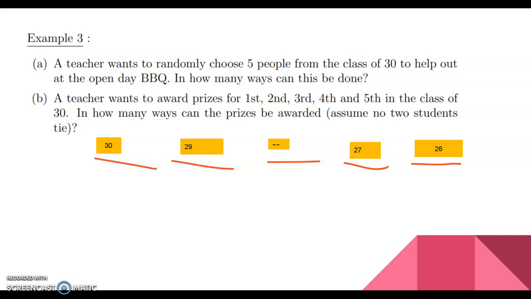So I'm going to take this answer that I get by multiplying all of these 5 numbers together. I'm going to take my answer and I'm going to divide by 5 factorial. 5 factorial because there are 5 blanks here. And there are 5 factorial different ways to line up the same 5 people. But I'm just choosing them for the barbecue, so it doesn't matter who gets chosen first. I just want the same 5 people.